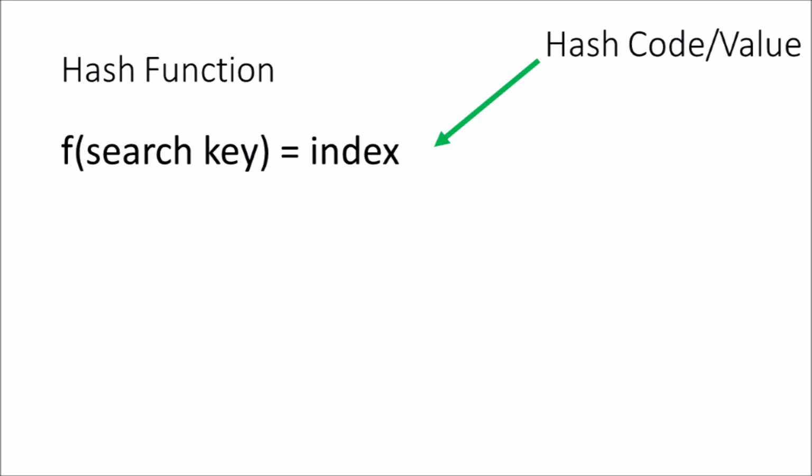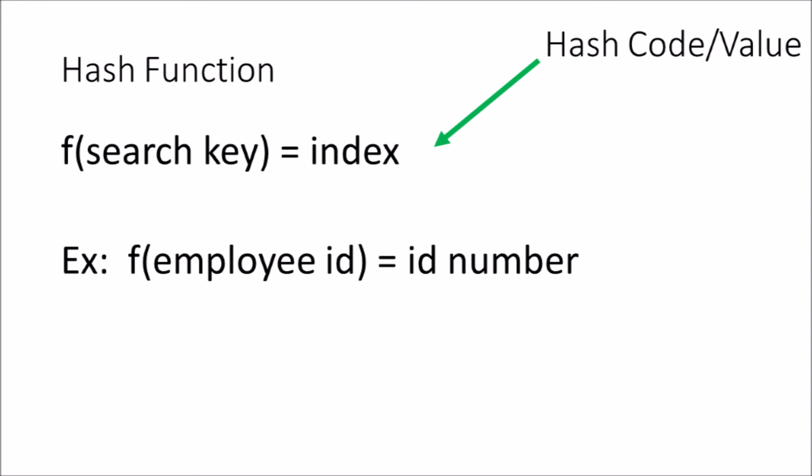So, here is the big question. How do we find a value given a search key? We use a hash function. A hash function takes a search key and calculates the index that its value is located in. In this case, we could have a hash function that, given an employee's ID number, calculates the index to be the employee ID number.